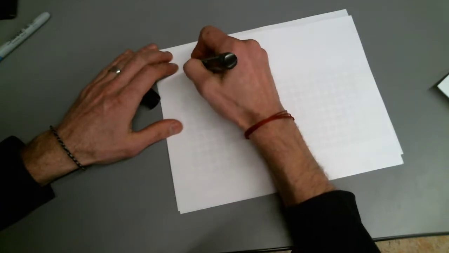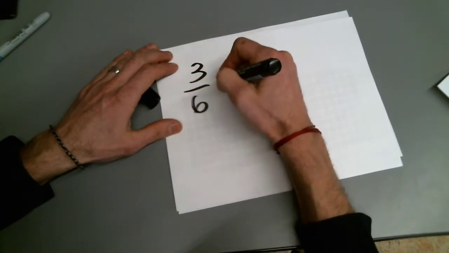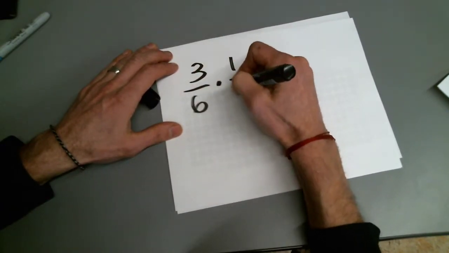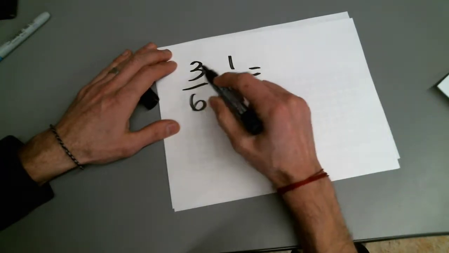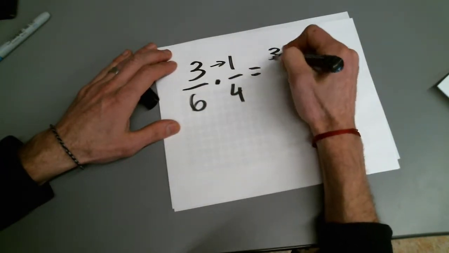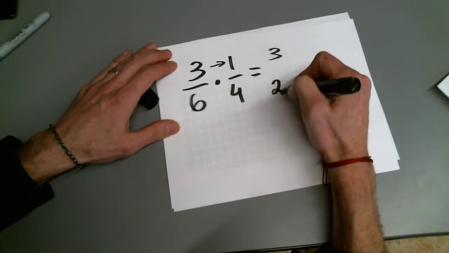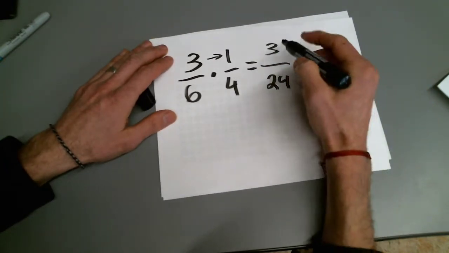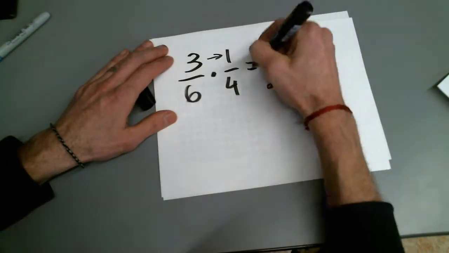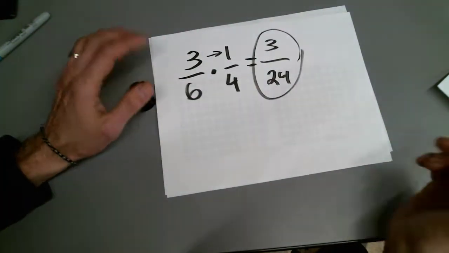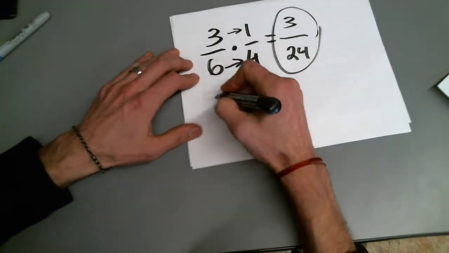Let's start with one that's like this. 3 over 6 times 1 over 4. 3 times 1 is 3. 6 times 4 is 24. Now, 3 is a prime number. We're done. That's fine. If you can just multiply out.